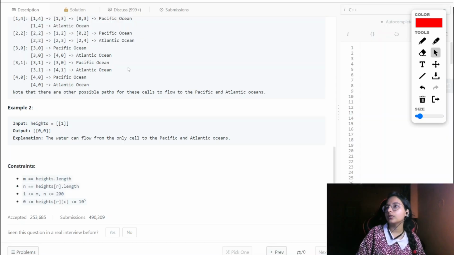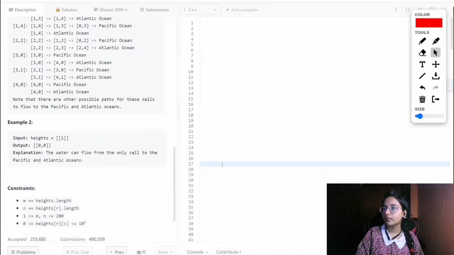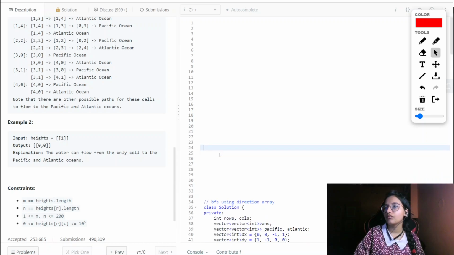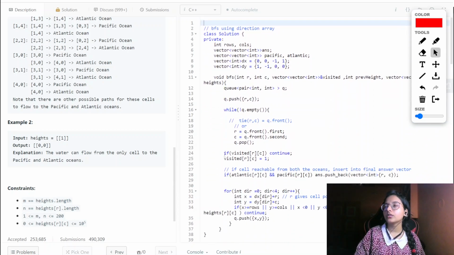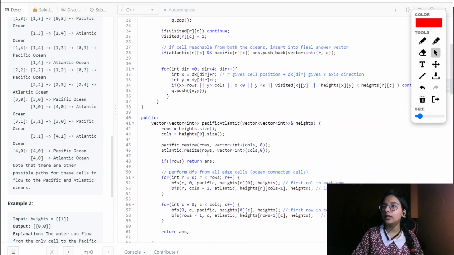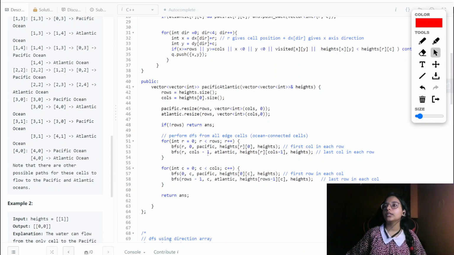So here's the code. I'll show you both BFS and DFS code. So here comes the first part, the BFS one. In this BFS code, it starts from this one.